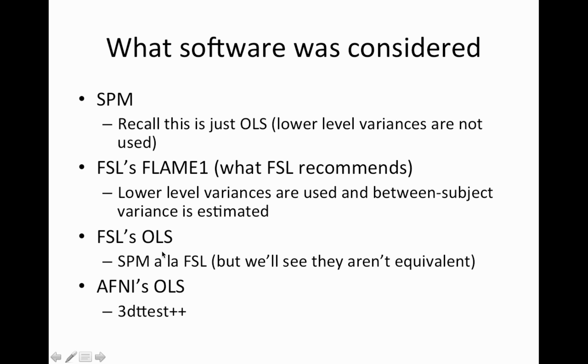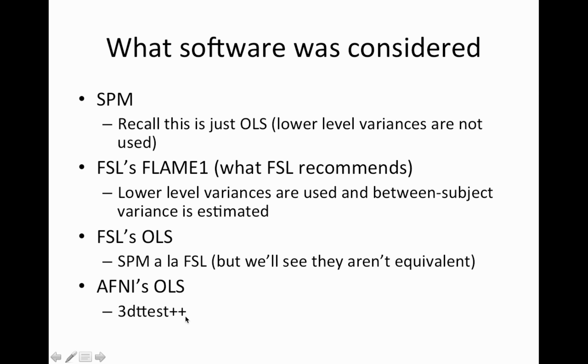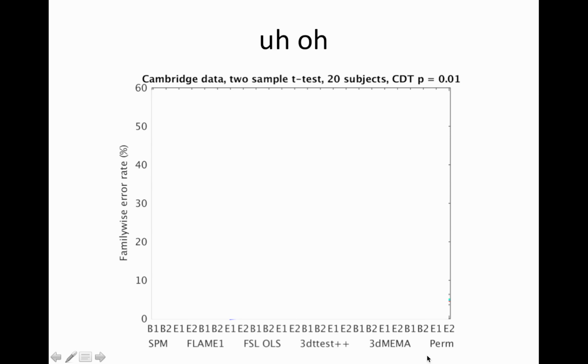FSL also has an OLS option. It's basically SPM a la FSL, but you'll see they're not equivalent. There are always differences in how the data were pre-processed up to this point, and differences in how their smoothness estimators work and other issues. AFNI's OLS is also considered using the 3dttest. And oh, I totally forgot one. The MEMA algorithm is also considered using AFNI, and a permutation test. The permutation test, I believe, used the first author's program BROCCOLI, which I will mention again later.